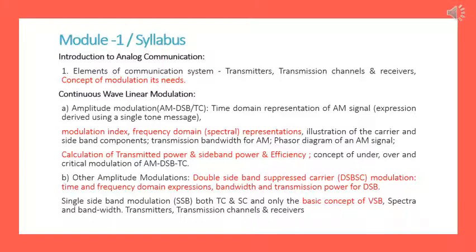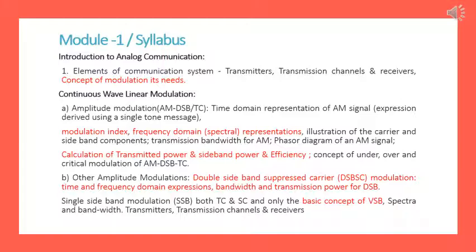Apart from this, there are other amplitude modulation techniques like double sideband suppressed carrier and single sideband suppressed carrier: their bandwidth and transmitted power. We have to get the idea of the transmitted power, the efficiency, and how much more efficient each technique is than the previous technique, AM. Then we have to understand what VSB is, the vestigial sideband, and its importance over single sideband. So this is all about the module 1 syllabus.